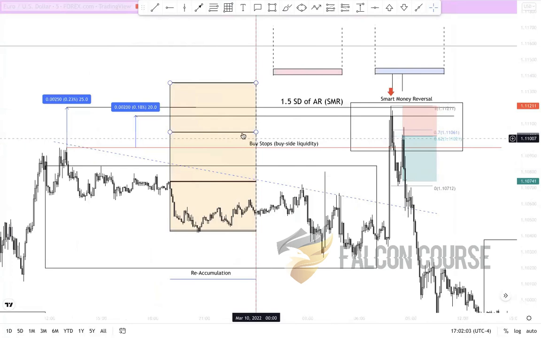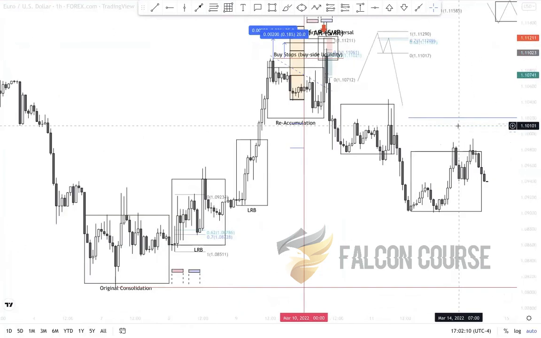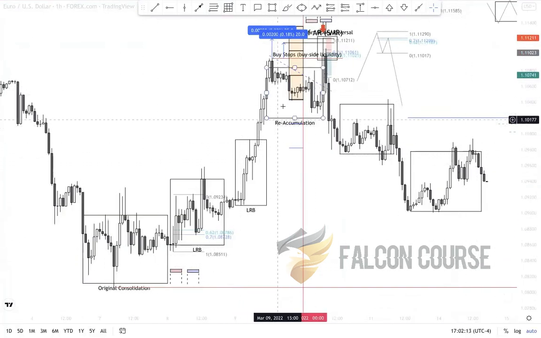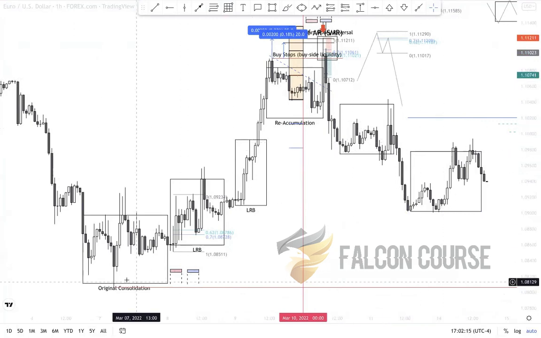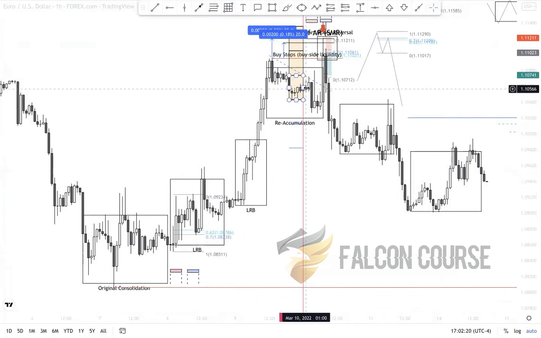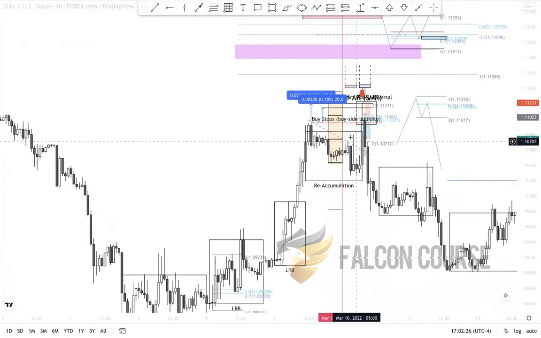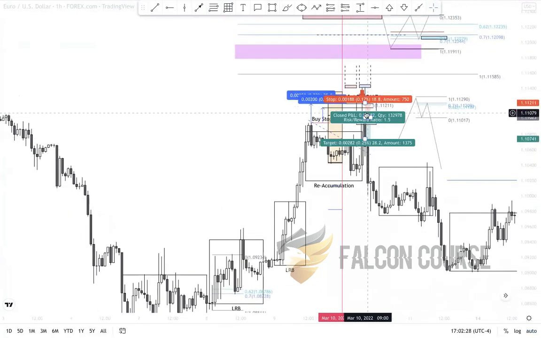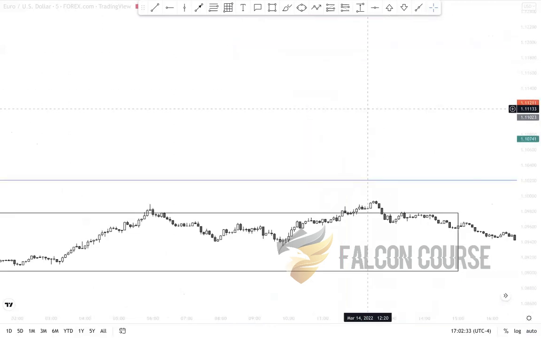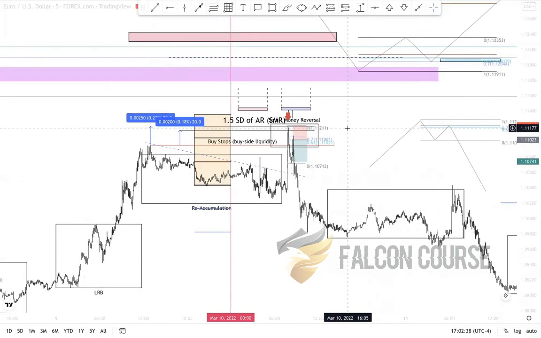Just alone, if you use these standard deviations, on the 1 hour, we had the ID of this market maker sell model, the original consolidation, the low risk buy, not the low risk buy, reaccumulation. Then preferably you could anticipate that this would be up here, which I showed on the 5 minutes. This would be the actual smart money reversal in the market.